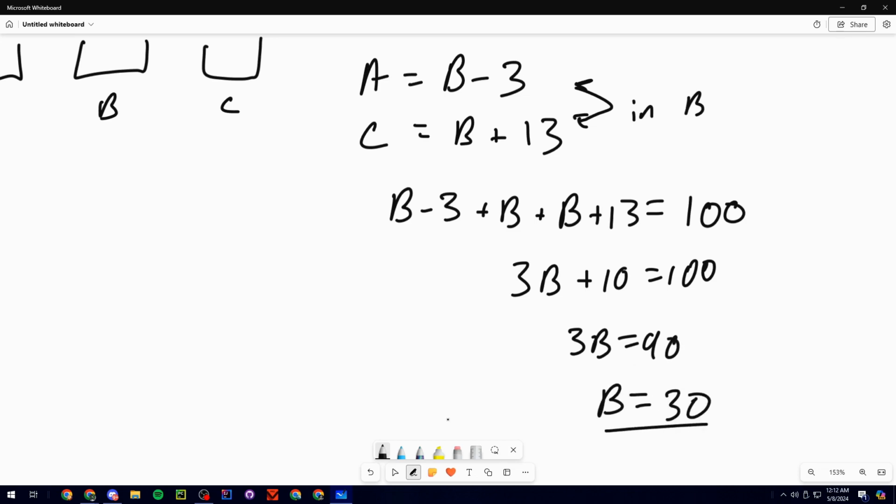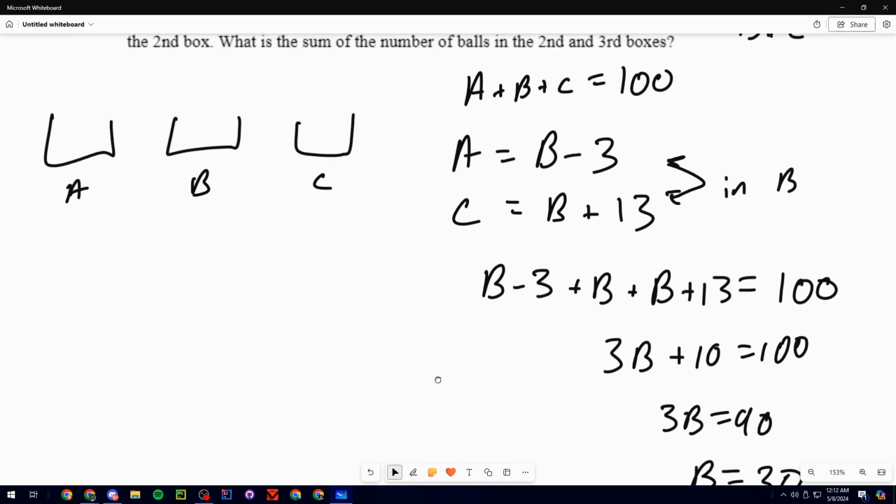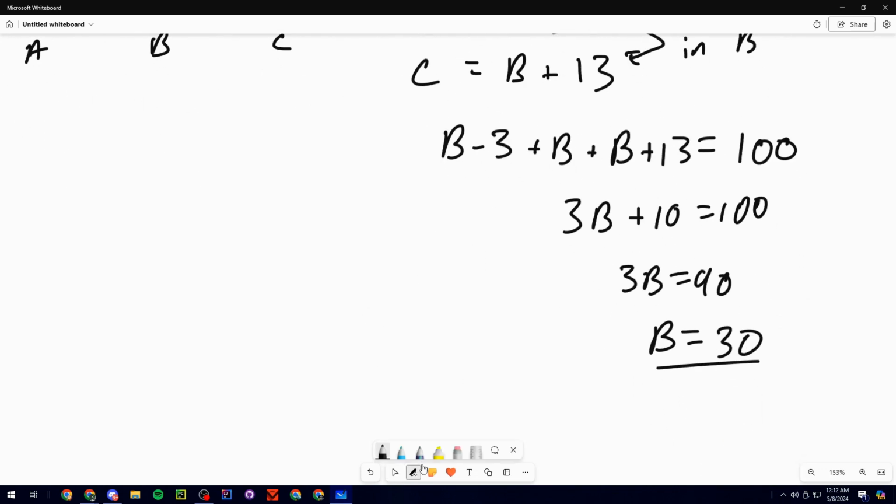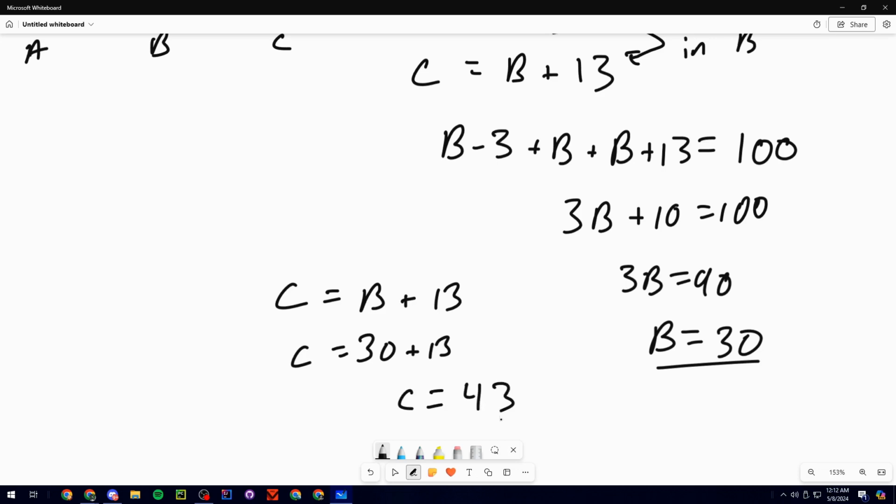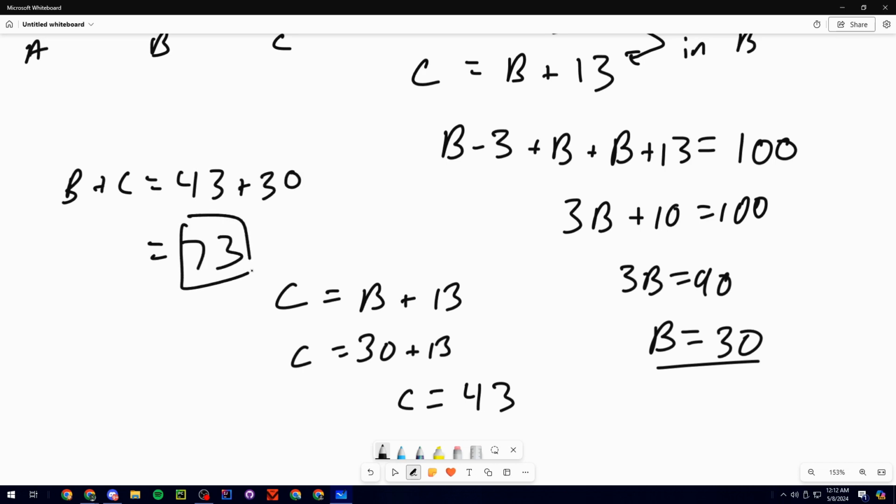This is cool because you know that C, the third box we want to find, is equal to B plus 13. Plugging in B, we know that C is equal to 43. Now, we need to find B plus C. That's just equal to 43 plus 30, which is equal to 73. So, yeah, 73 is your answer.